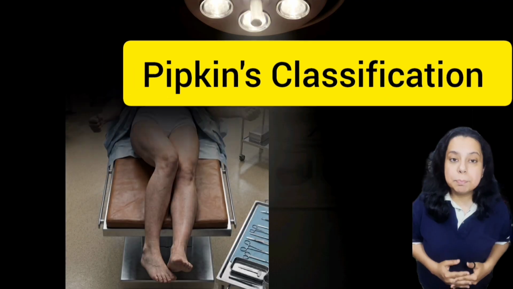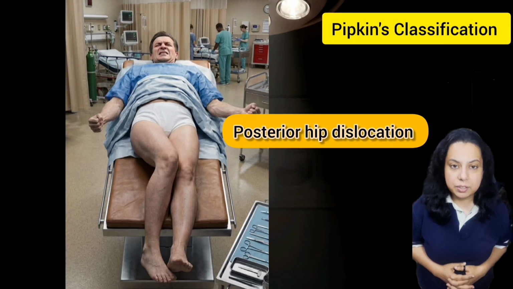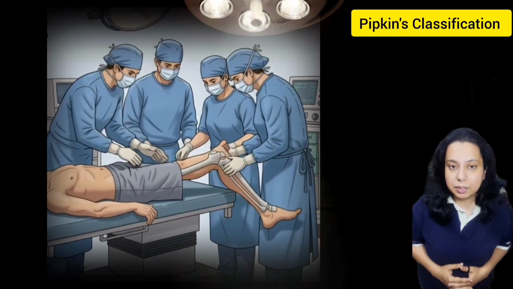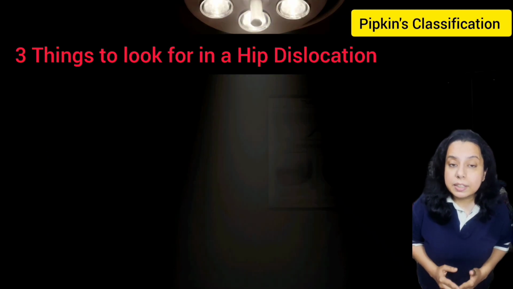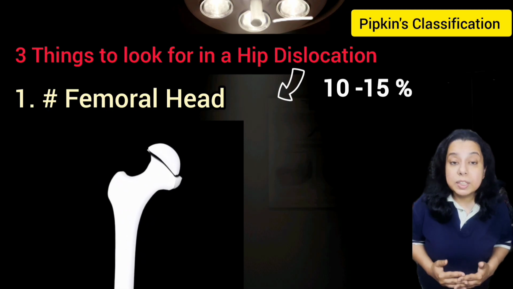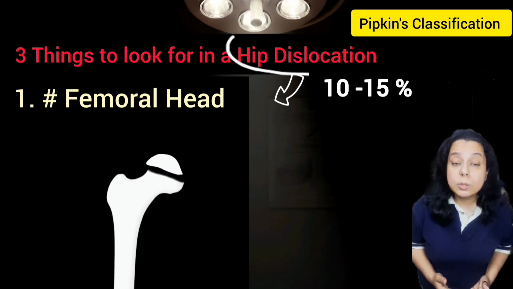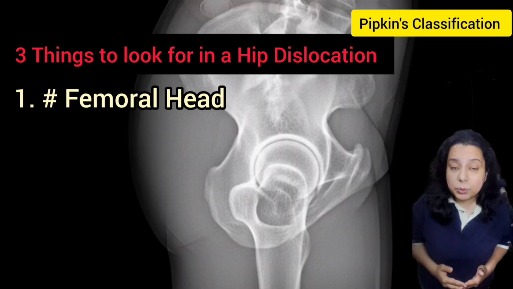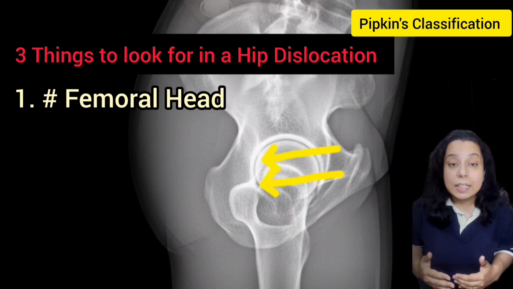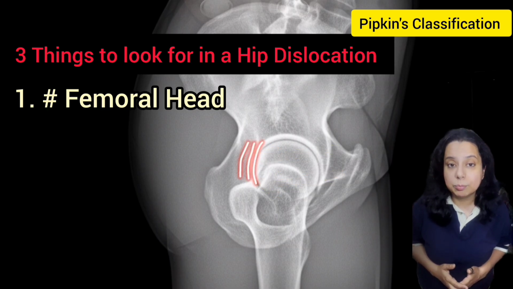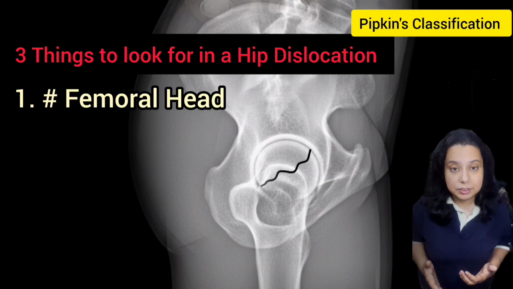When you evaluate a patient with a posterior hip dislocation, you must assess something beyond simple reduction of the hip. That is, to address three critical sequential factors. Number one, femoral head. Roughly 10 to 15% of patients with a posterior hip dislocation will also have a fracture of the femoral head. This occurs because the femoral head, driven posteriorly, directly impacts the hard, bony posterior rim of the acetabulum, which results in a femoral head fracture.